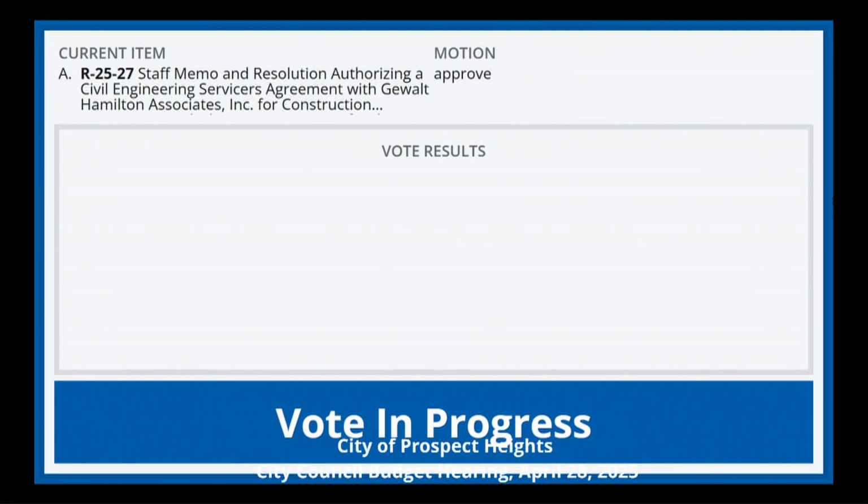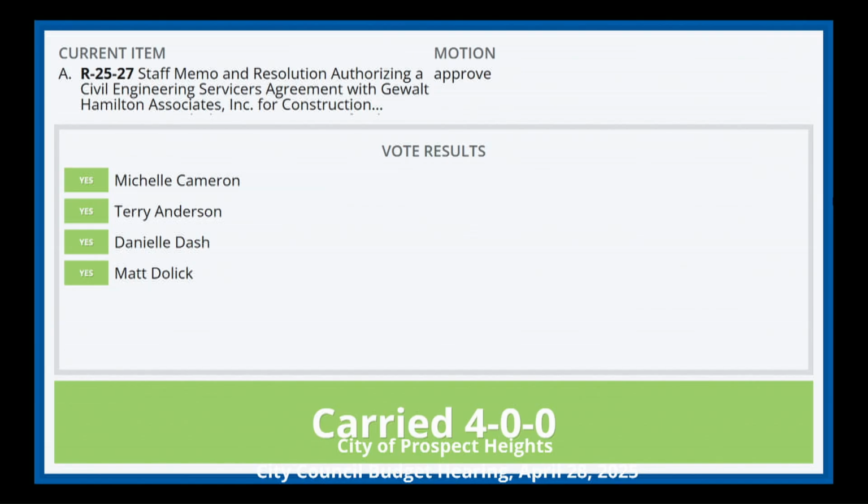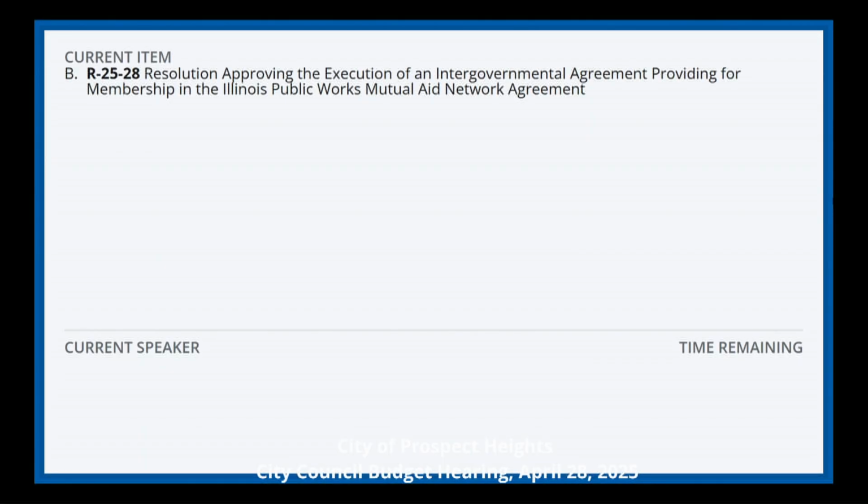Alderman Cameron. Aye. Alderman Anderson. Aye. Alderman Dash. Aye. Alderman Dolick. Aye. Motion passes. Item B, Resolution R2528, a resolution approving the execution of an intergovernmental agreement providing for membership in the Illinois Public Works Mutual Aid Network Agreement. Need a motion to approve? So moved. Second, Cameron. We have a motion and a second.